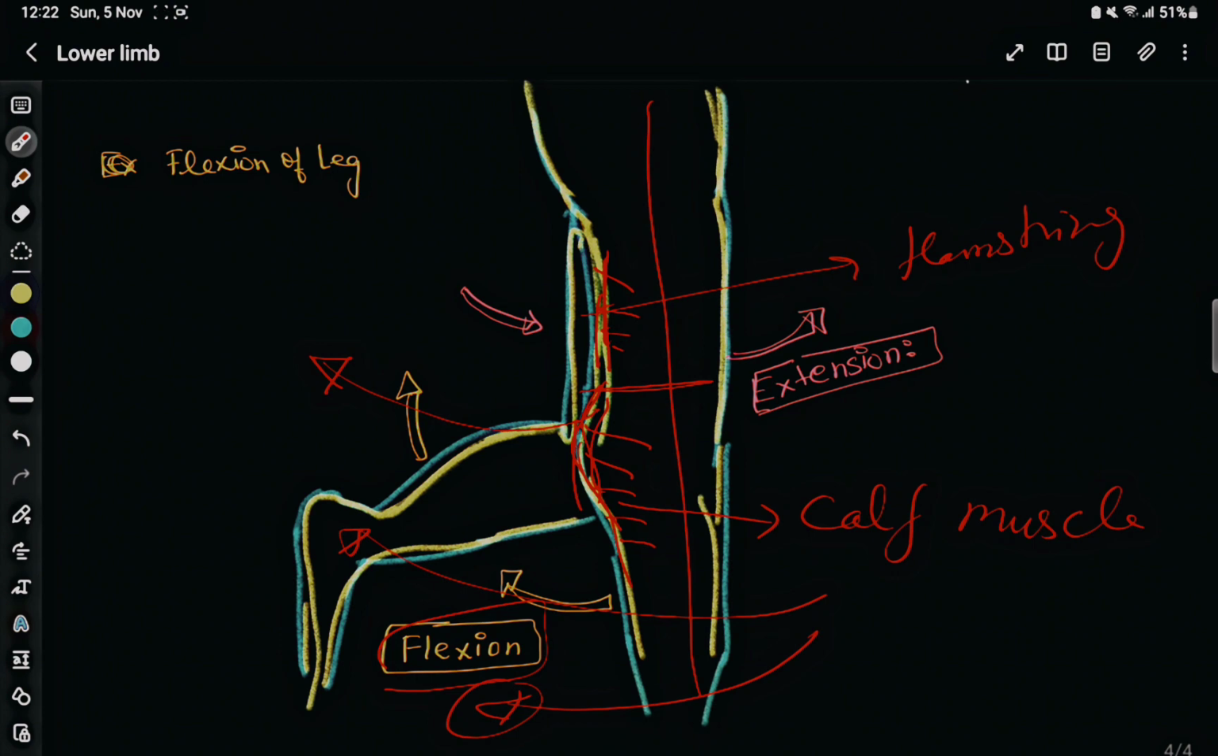And when you do the same thing in reverse, going from this to this, back to forward, that is called extension.